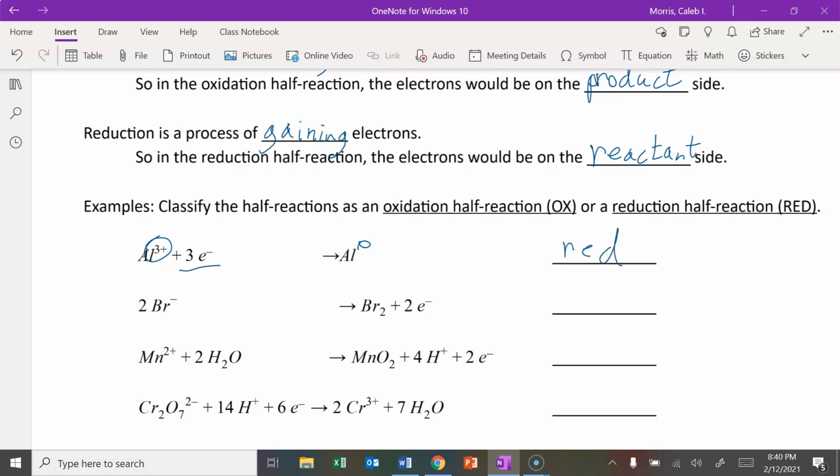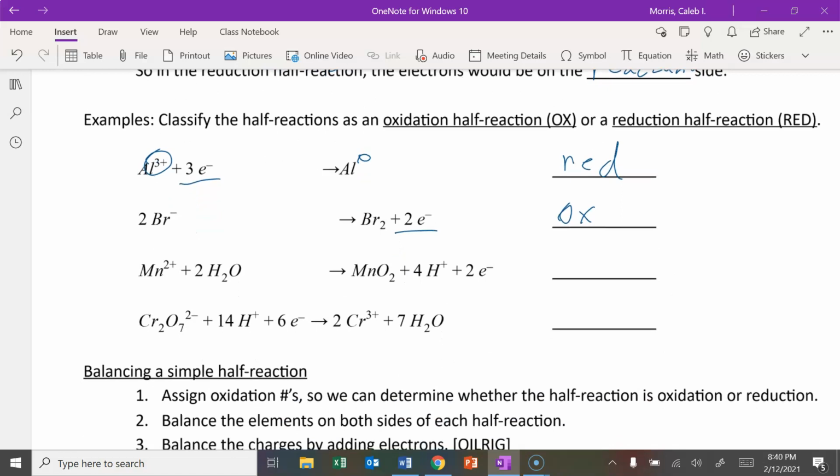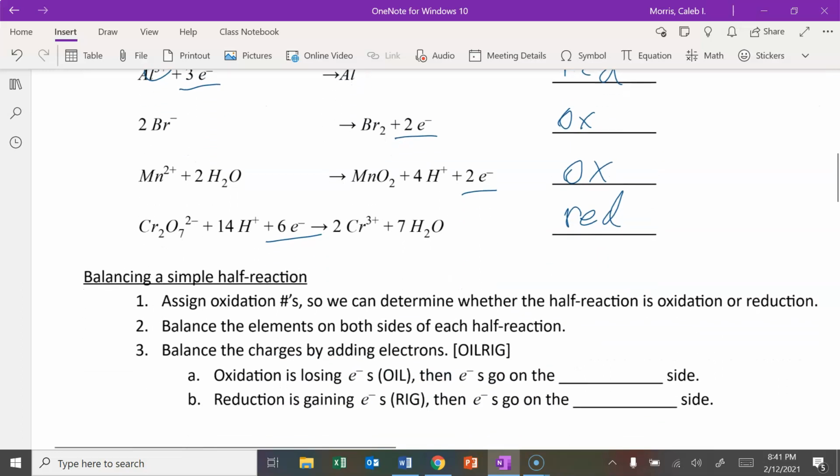All right, this one, I have 2Br minus, and then I see electrons over here on the right side. That's oxidation. Down here, my electrons are on the product side. That's oxidation. The electrons are on the reactant side. That's going to be reduction again. Gaining electrons, reactant side, that's reduction. Losing electrons is oxidation. All right, so that was a look at how to recognize which is which.